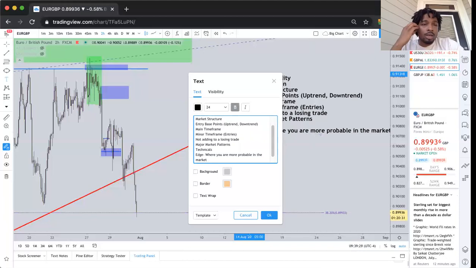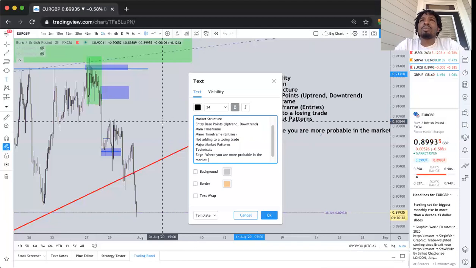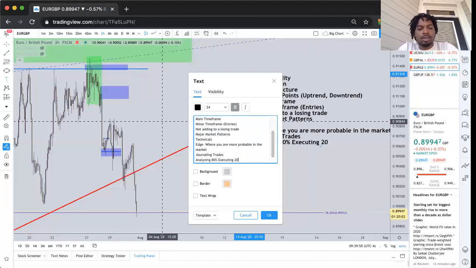All right. Other things are stuff that'll help you understand what's going on on all time frames as well. So make sure you're journaling your trades as well. Making sure that you're analyzing like 80% of the time, executing like 20%. That way you're not chasing the market, you're letting the market flow to you.